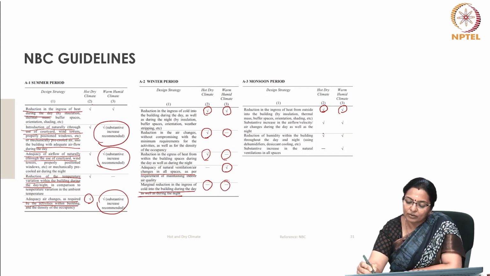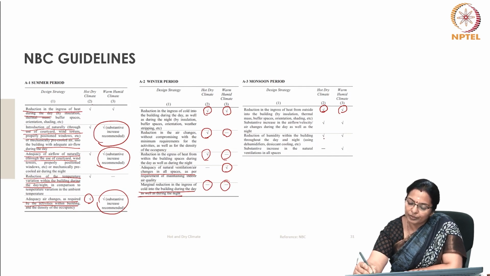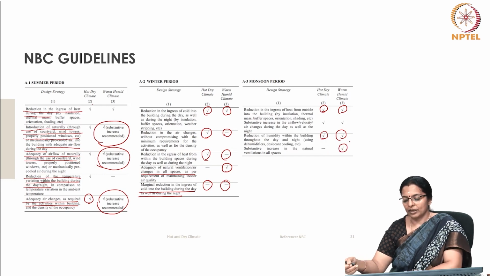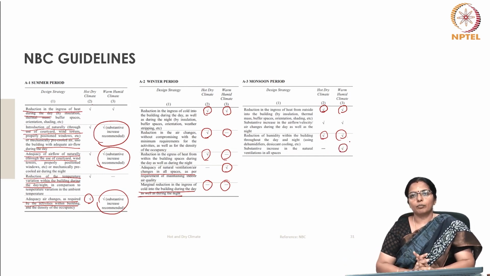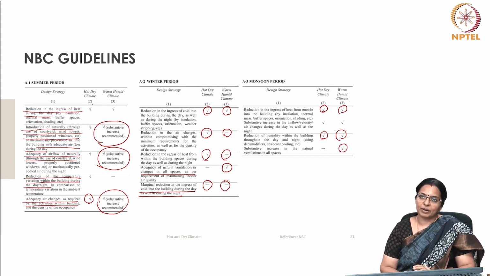Reduction of humidity within the building throughout the day and night during the monsoon should be available in hot, dry and warm humid climate. Substantive increase in the natural ventilation in all spaces during monsoon must not be there in hot and dry and must be present in the warm and humid. So these are the broad guidelines as given by NBC.